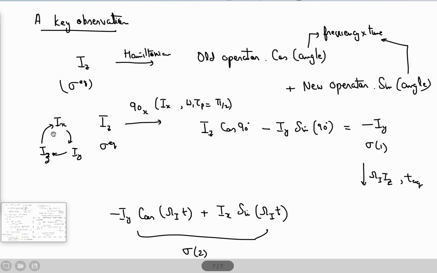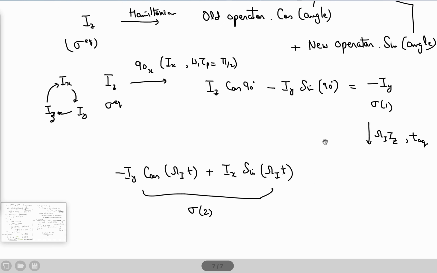All the perturbations in NMR are basically rotations about different axes, for a particular amount of time with a particular frequency. If you know the frequency and time, you know the angle. So all you have to do is find out the old operator and the angle, take the cosine of the angle, find the new operator using this setup, and take the sine of that angle.